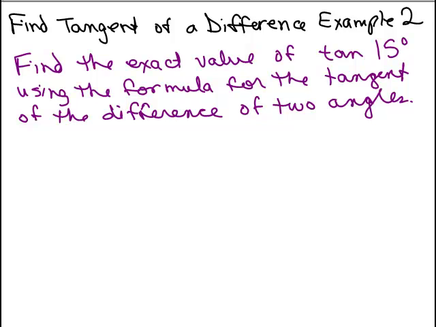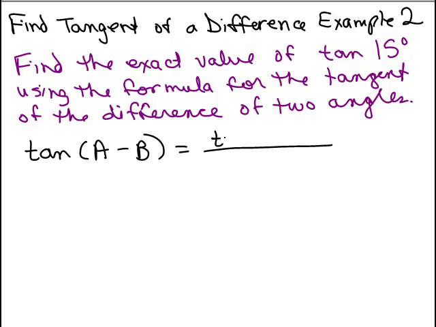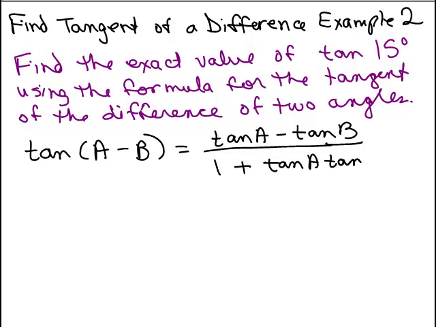This is example 2 of finding the tangent of a difference of two angles. We're going to find the exact value of tangent of 15 degrees using that formula. So the formula, if you recall, is the tangent of A minus B is equal to the tangent of A minus the tangent of B over 1 plus the tangent of A times the tangent of B.